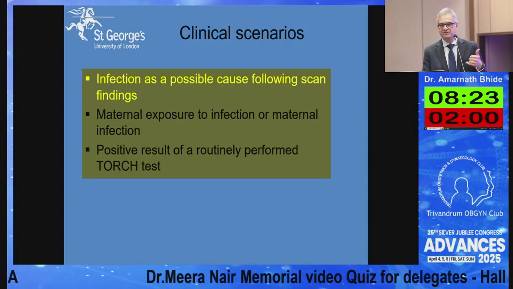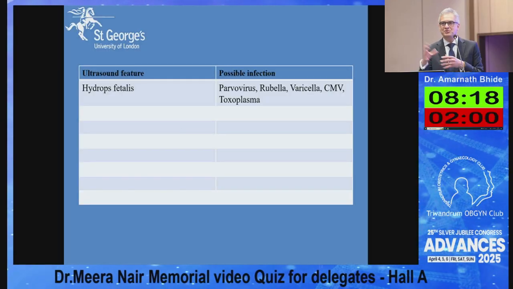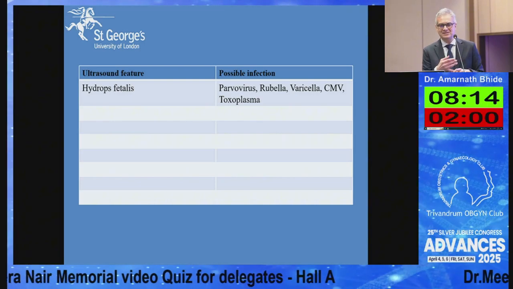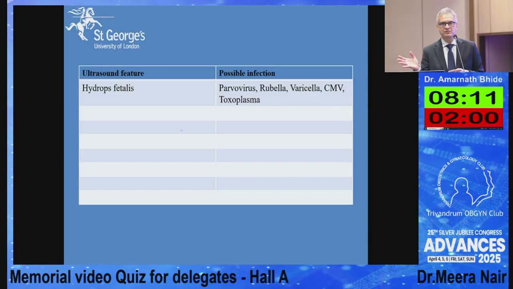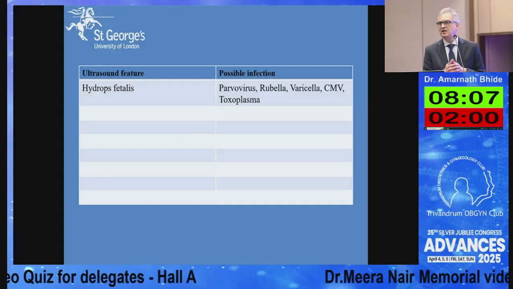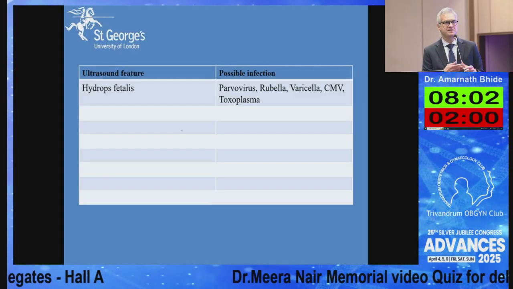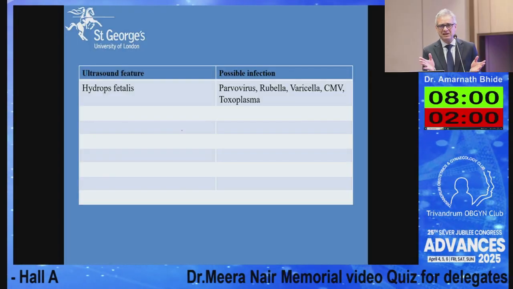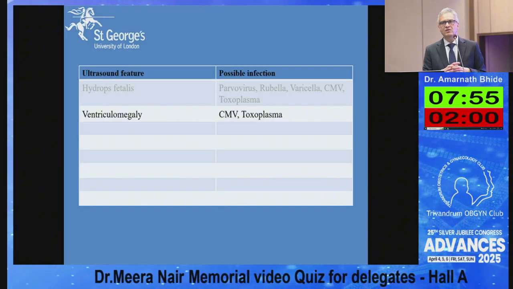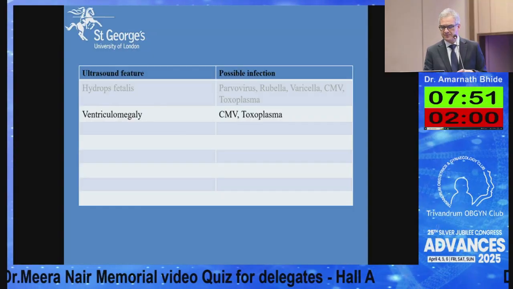So first of all, infection is a possible cause of ultrasound scan finding. I'm not going to show you ultrasound pictures. It doesn't make sense. What I'm going to discuss is what infections we should be suspecting when we see a particular sign. We see hydrops fetalis. What should we be thinking of? We should be thinking of parvovirus, rubella, varicella, CMV, toxoplasma. So practically everything can lead to hydrops fetalis. Ventriculomegaly, we are particularly worried about CMV and toxoplasma.